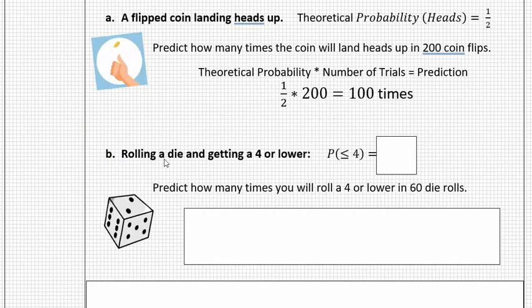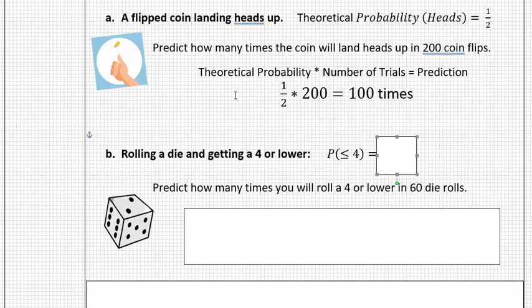Now let's talk about rolling a die, sometimes referred to as a number cube in our math problems in class. We want to think about the theoretical probability of rolling a die and getting a 4 or lower. When I roll one die, what is the theoretical probability that I'll get less than or equal to 4? Let's think about that. What are the total number of outcomes? How many of those are 4 or lower? Let's see if we agree.